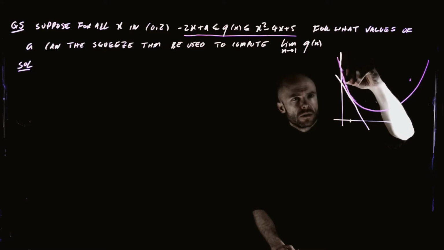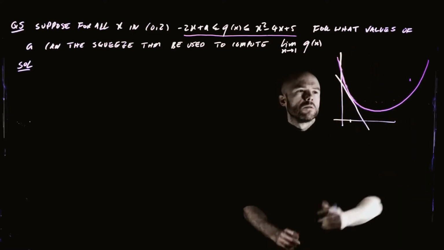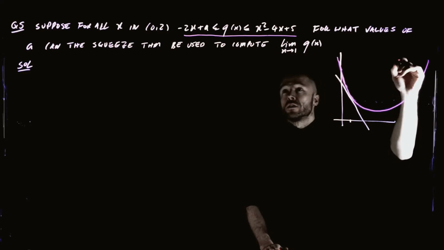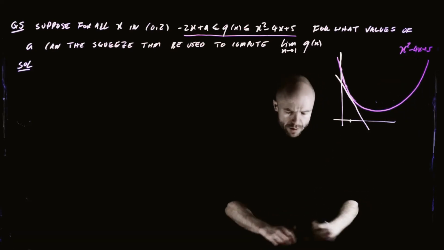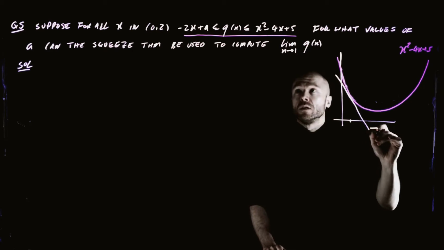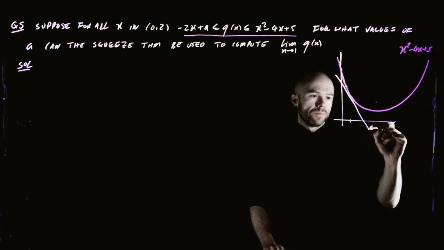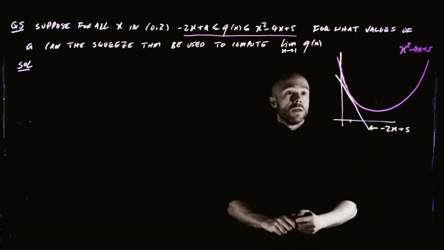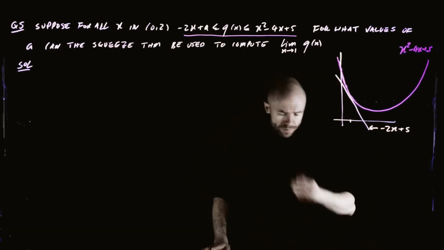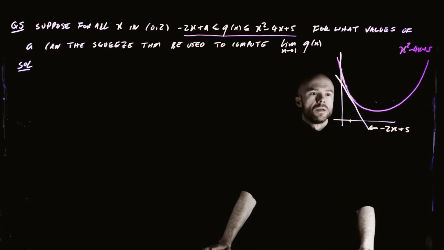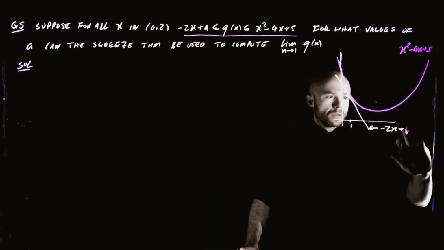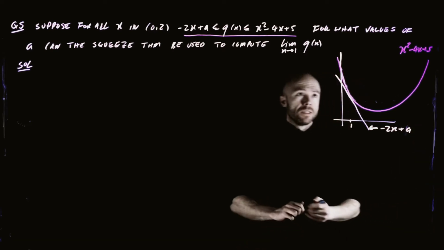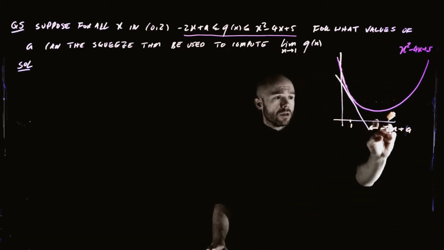Okay, that is what we expect. So this is the function x squared minus 4x plus 5 in red, and this function here is minus 2x plus a. All right, so how to solve this? Well, what does the picture tell us? The picture tells us that this function has to agree with this function at x equals 1, right?